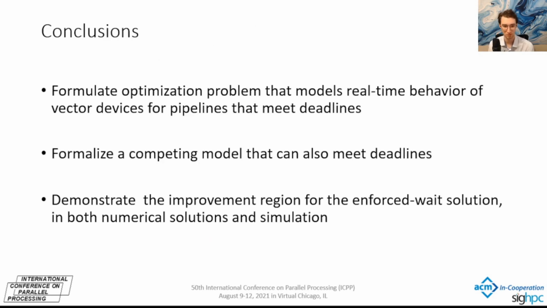In conclusion, we have formulated an optimization problem that models the real-time behavior of vector devices for pipelines that can meet deadlines. We've also formalized a competing model that can also meet deadlines as a point of comparison. We finally demonstrated the improvement region for the enforced-wait solution in both numerical solutions and simulation.